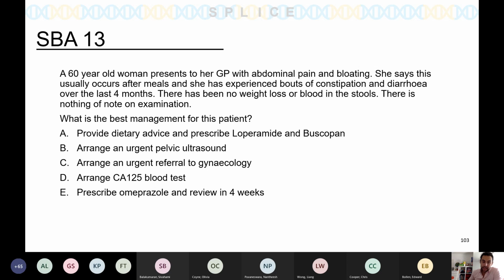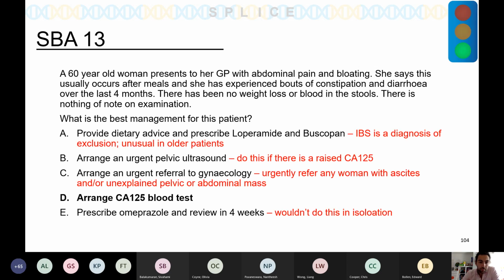Yeah, good. So I actually hated the management of this, and I found it very confusing. But basically, IBS is a diagnosis of exclusion as well. It's unusual to present in older patients, so that's why A is wrong. Arrange an urgent pelvic ultrasound.